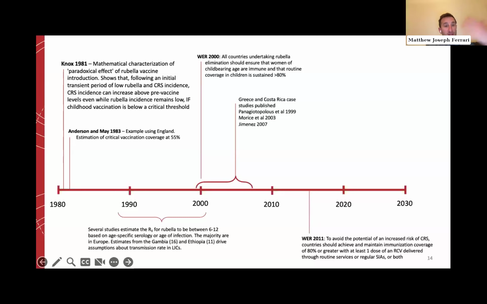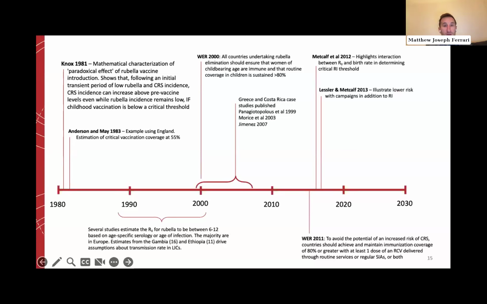In 2000, then the WHO recommended an 80% vaccination coverage threshold as the criteria for introduction to avoid this paradoxical effect. That was then updated over time. In 2011, the criteria was updated to include consideration of SIAs.